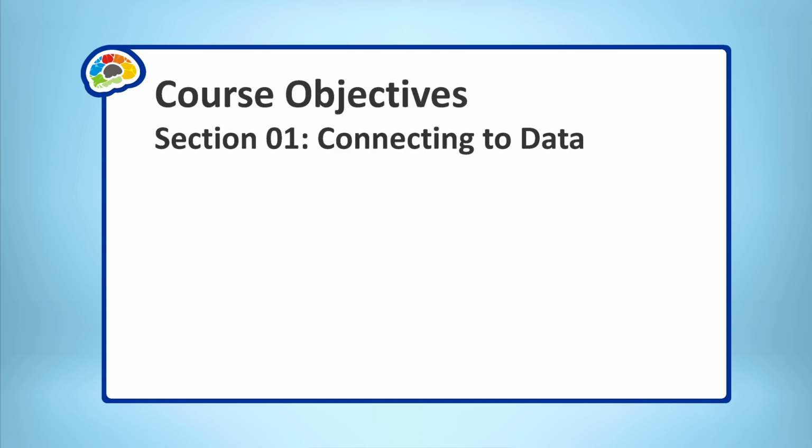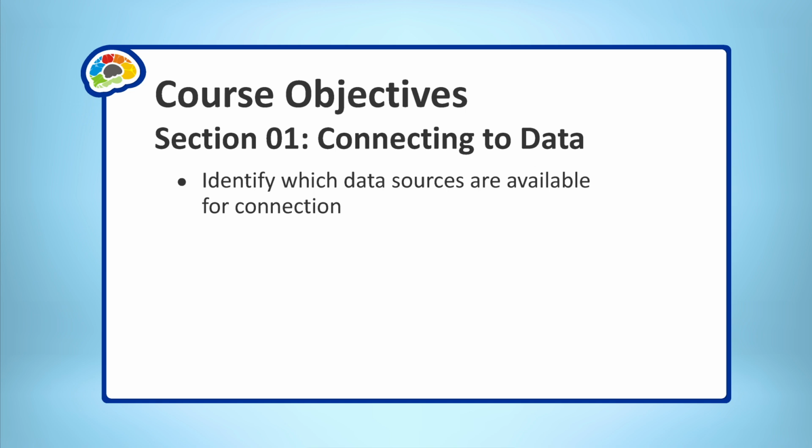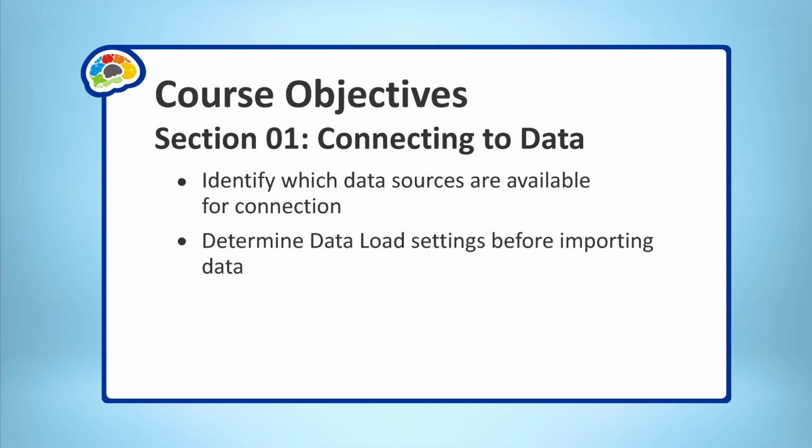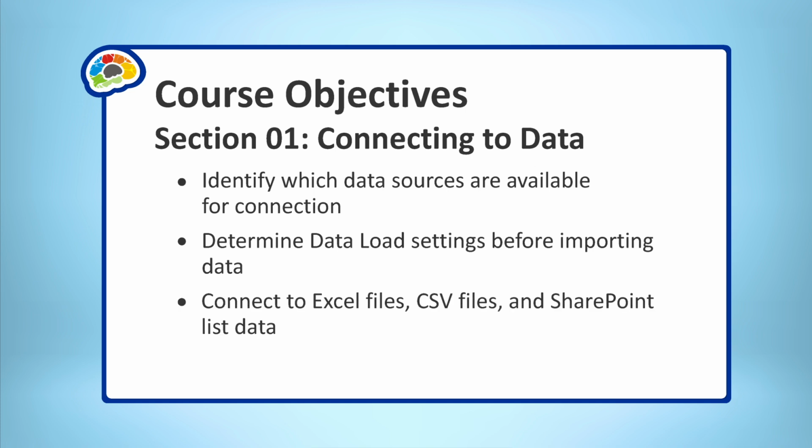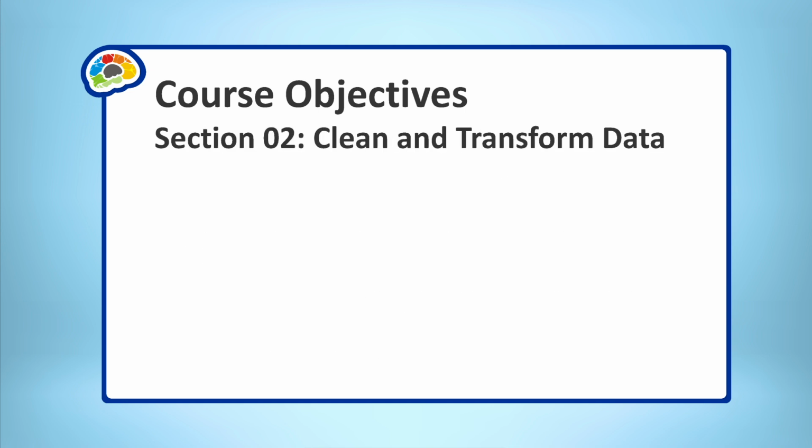We'll start by identifying which data sources are available for connection and determining data load settings before importing data. Then we'll connect to Excel files, a CSV file, and a SharePoint list. We'll also enter data in Power BI to load as a data source. Next, we'll clean the data.